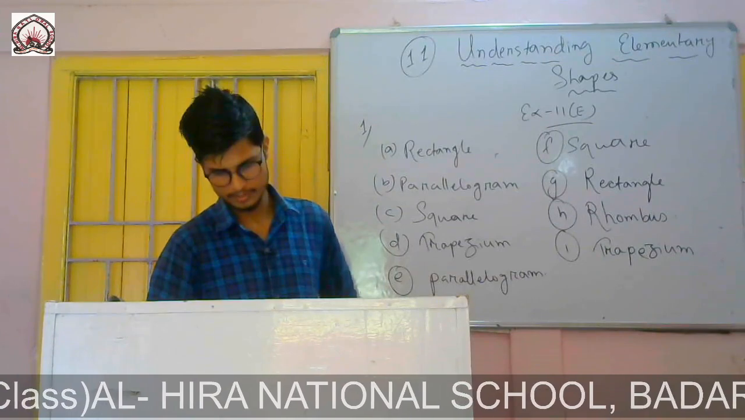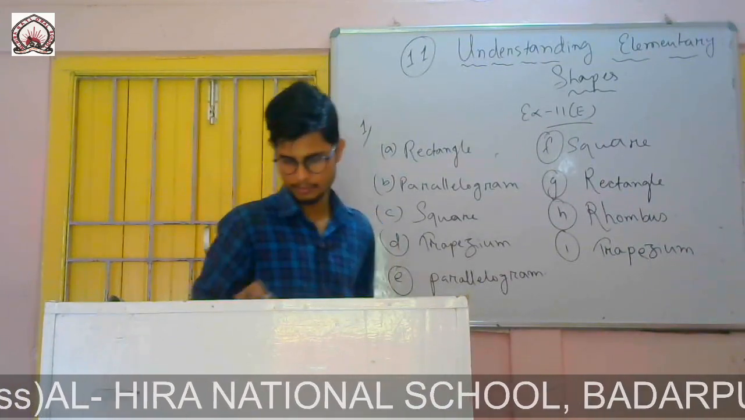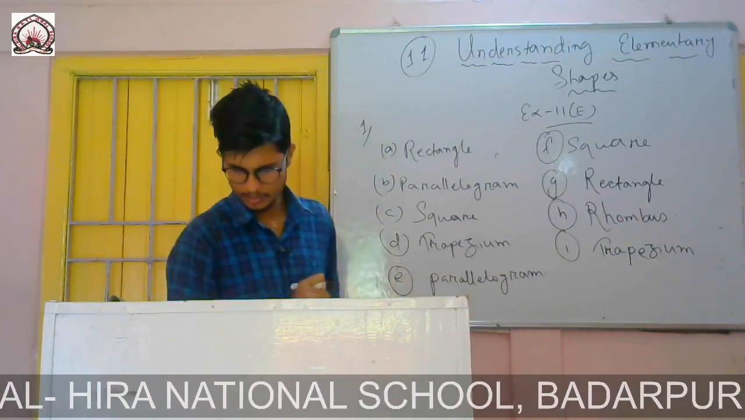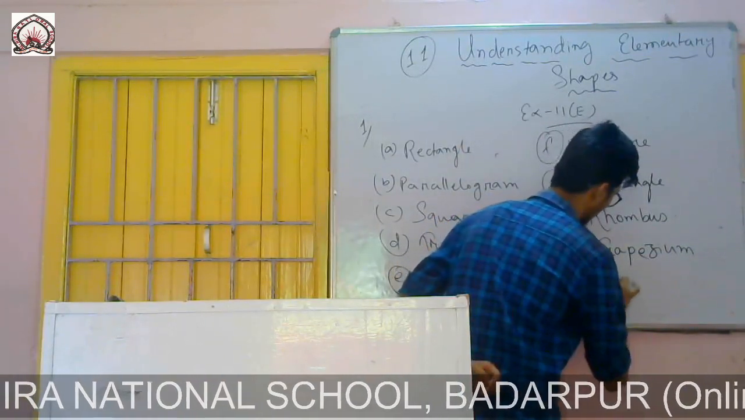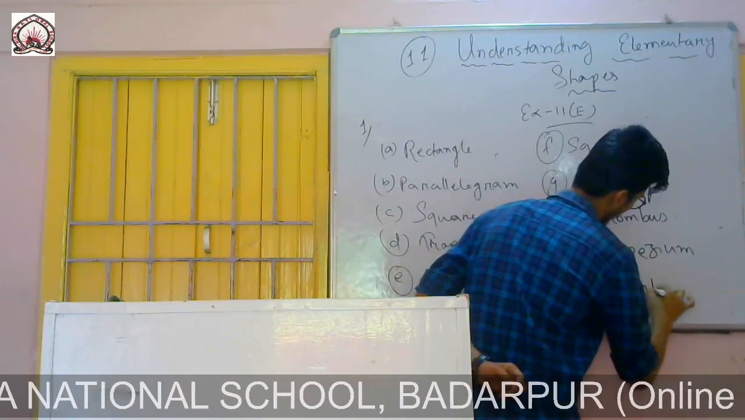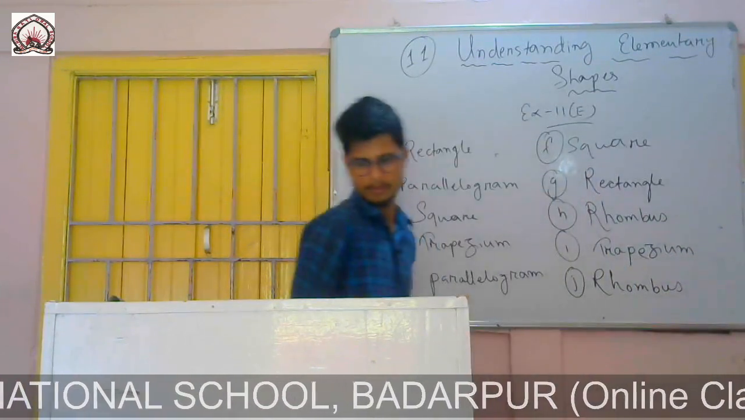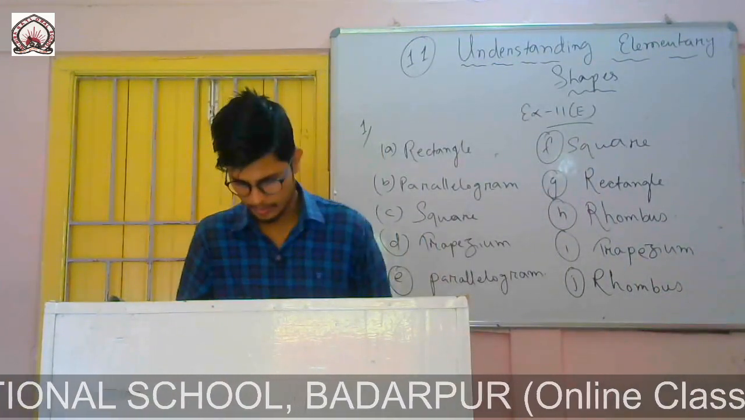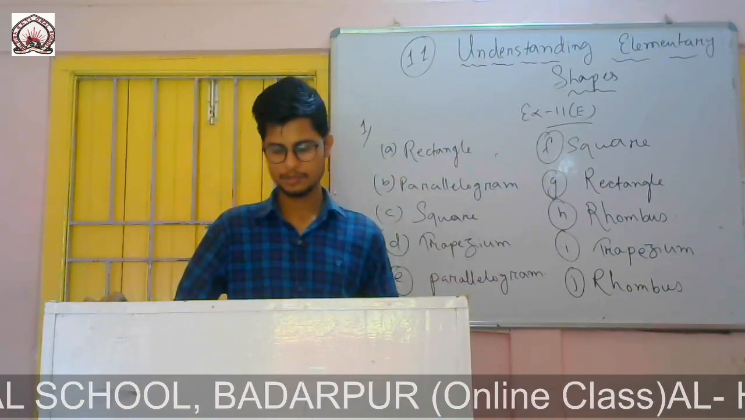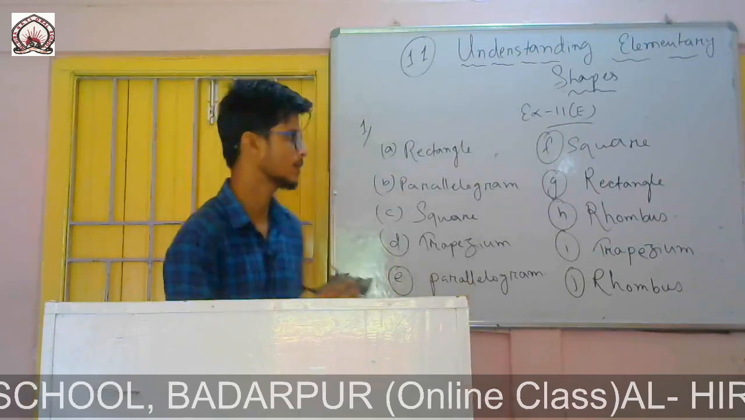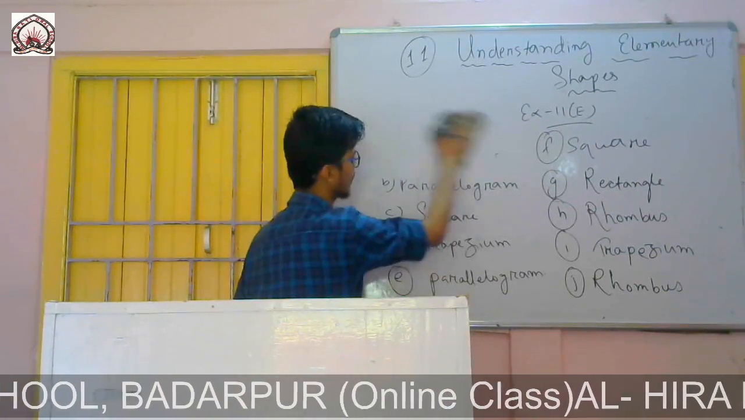The next one, you see, the last one. All four sides are equal, so it is a rhombus. So now question number 2, fill in the blanks. We'll fill the blanks with the correct answer.